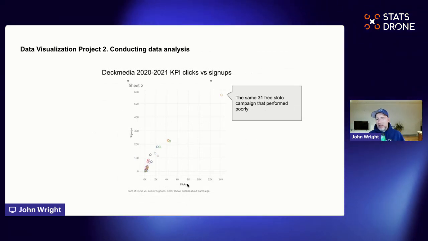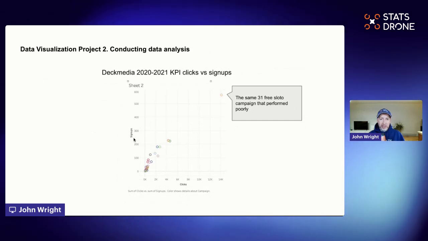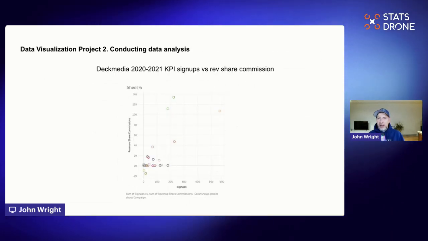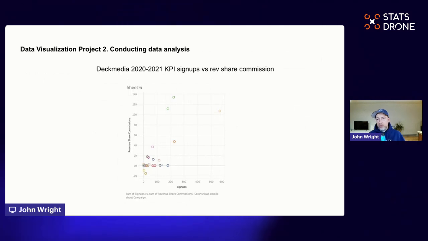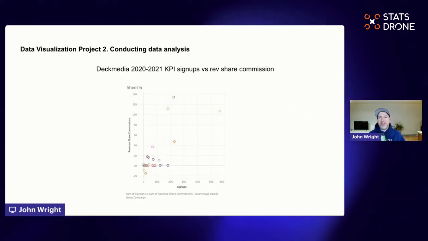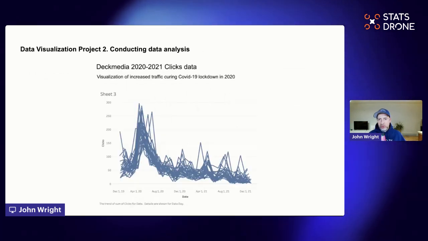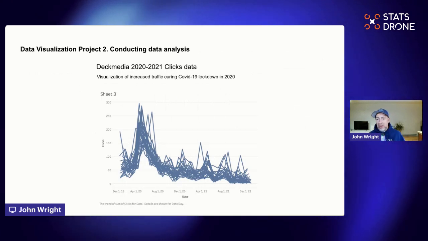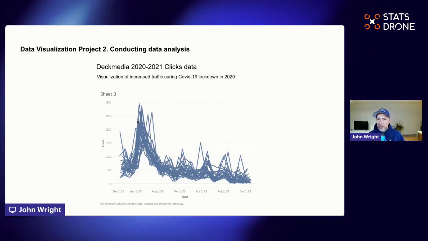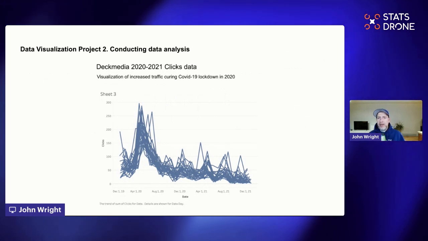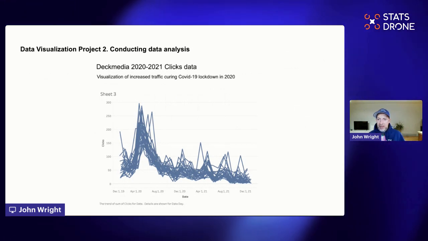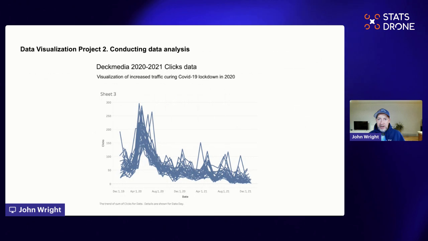Here we're looking at a very similar set of KPIs. Instead of clicks versus revenues, it's basically clicks versus signups. Looking at another graph, we said, okay, let's keep going and let's do signups versus revenue share commission. We can kind of see a pattern starting to emerge. And here, this was back in the COVID days, so obviously we can see this COVID spike here, but this is also still 2 years of data superimposed on top of each other. And this is basically all the click data.